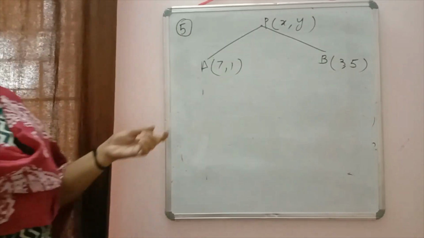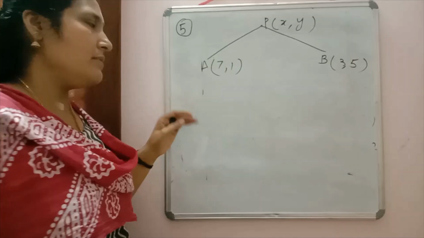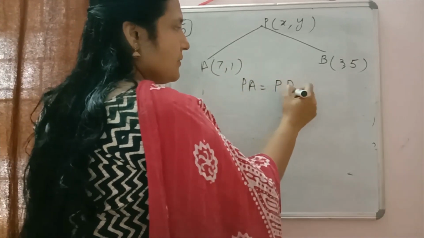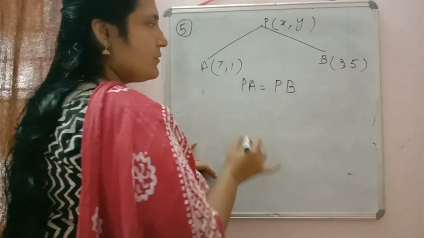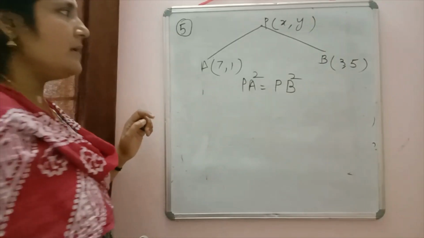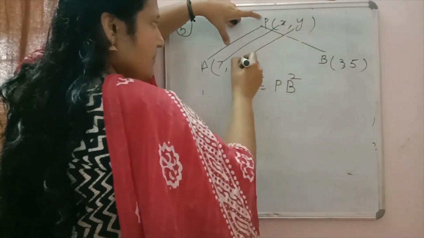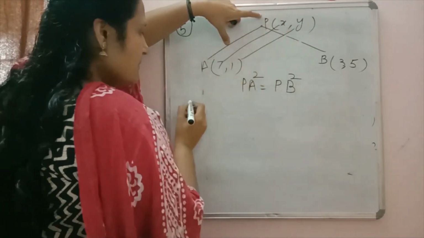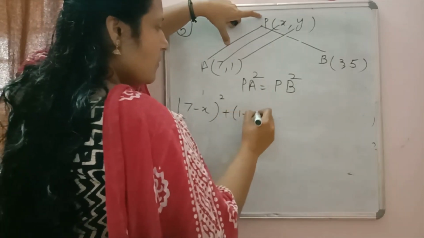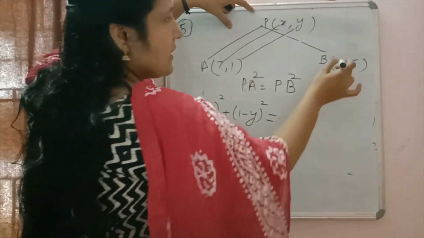Here we don't have to find the value of x and y. Here we want a relation. So we will simplify it. The information given is PA is equal to PB. To avoid the square root, here only we can do squaring. PA² is equal to PB². Now writing PA² and PB². So it will be equal to (7 - x)² + (1 - y)² equal to PB².